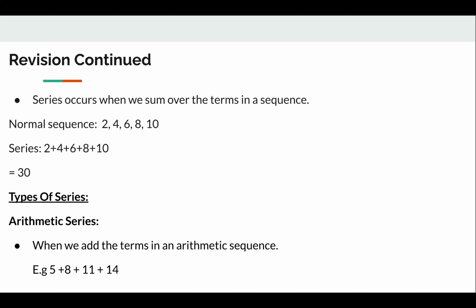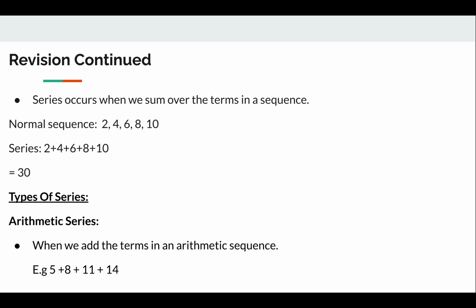So, for example, a normal sequence would be something like 2, 4, 6, 8, and 10. Well, the series of that sequence would add all the terms. So we get 2 plus 4 plus 6 plus 8 plus 10. And this enables us to put a value on a sequence. So, for example, the value of the sequence is now 30, and this is the value of all the terms added up.